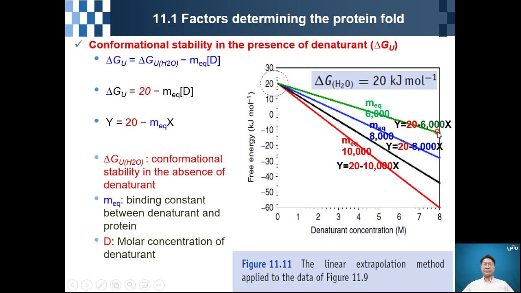It's like this. Okay, so once again, the conformational stability in the presence of denaturant is recorded as delta GU. So delta GU is delta GU H2O, which means the conformational stability in the absence of denaturant, minus MEQ, which means the binding constant between the denaturant and protein, times D, the molar concentration of denaturant.